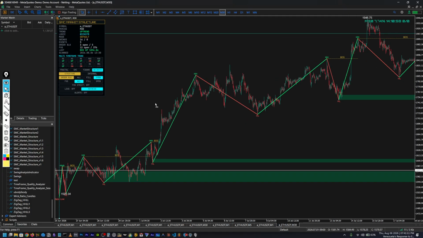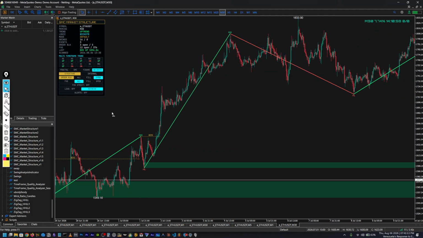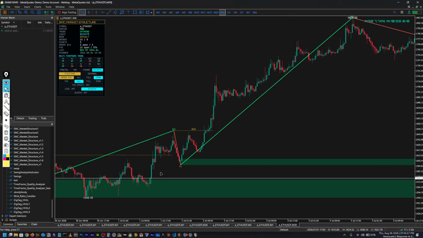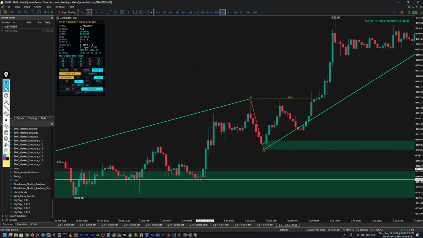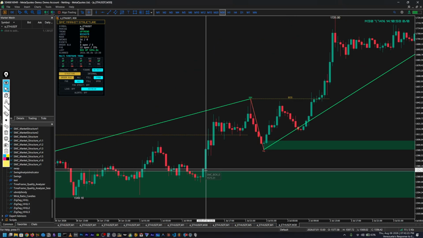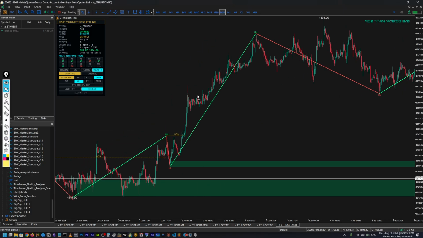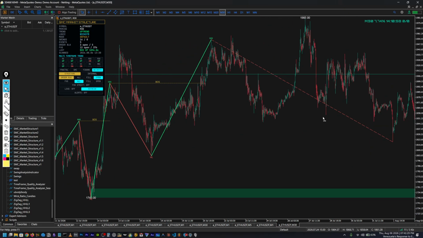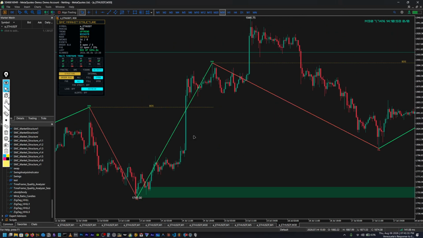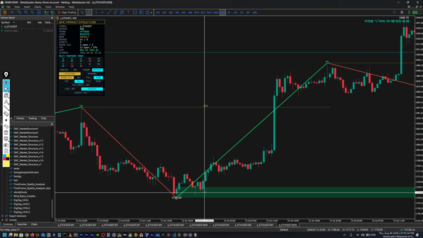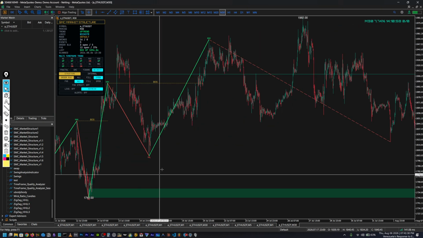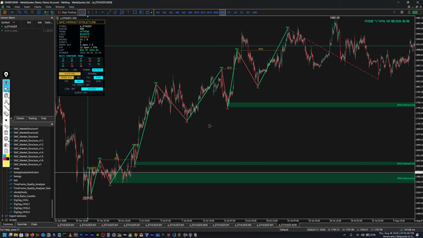For example, this one here, you see price never came back to it, and in this area here, this is an order block where price did not come back, so it's not filled. Similarly, you can see this order block here. After a breakout swing, price never came back to this area.